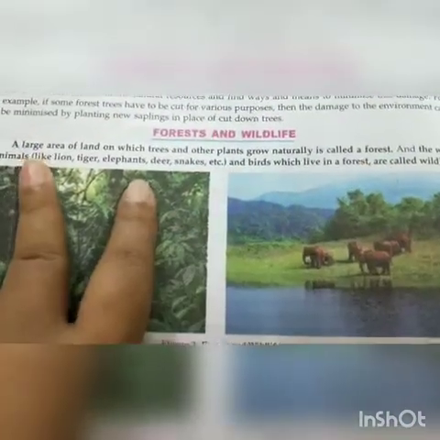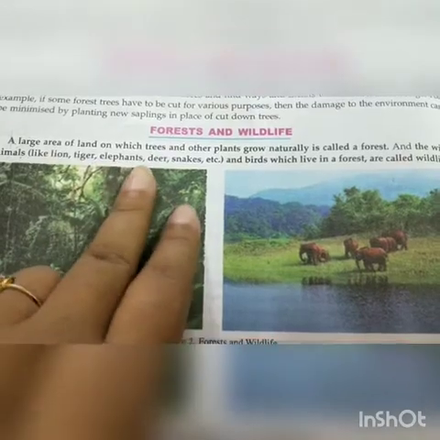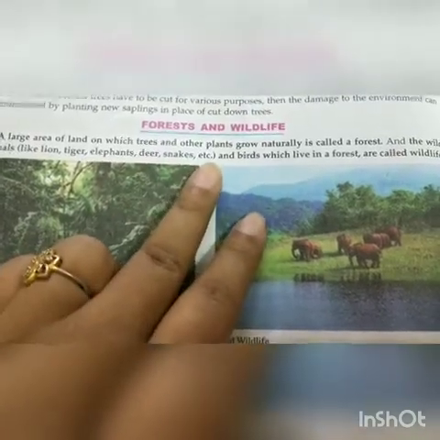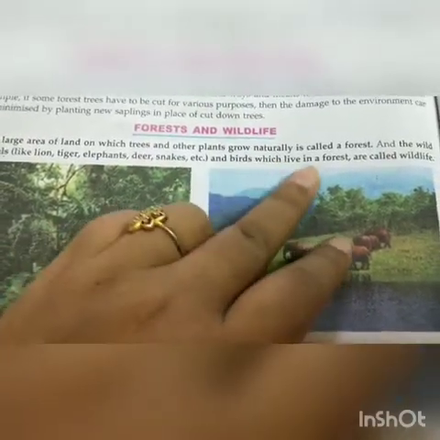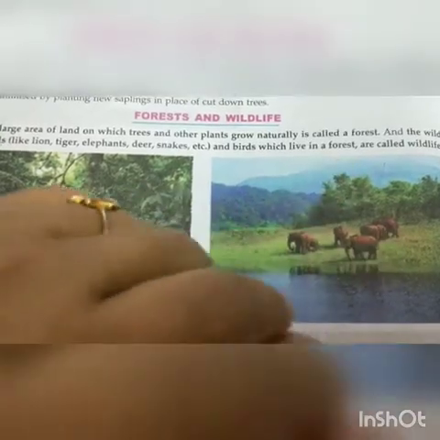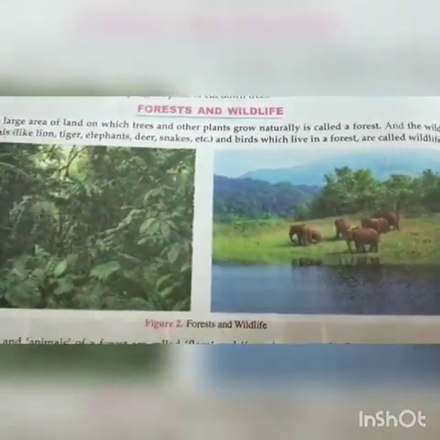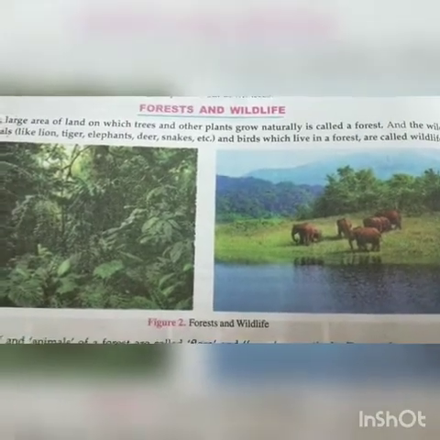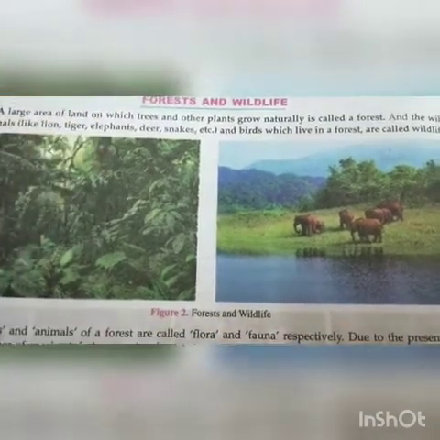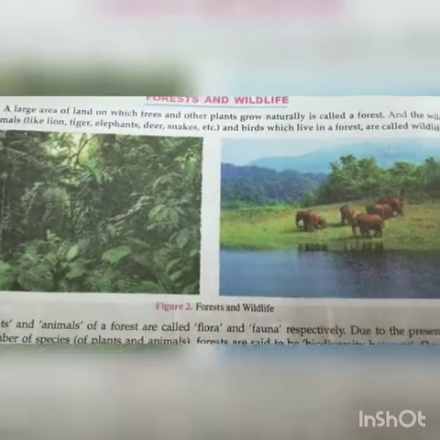And the wild animals like lion, tiger, elephant, deer, snakes, etc., and birds which live in a forest are called wildlife. And what is wildlife? All the animals, all the birds, all the small and big animals living in that particular place are called the wildlife. Okay.